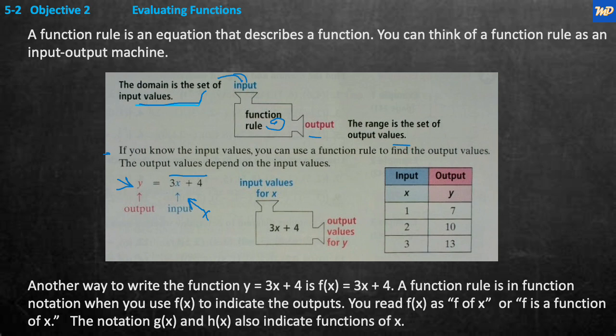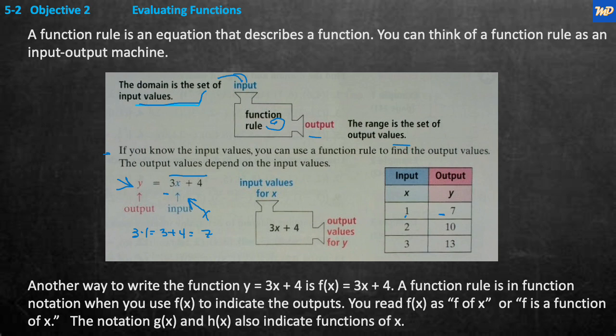The input values for x go in. They get crunched through that equation, 3x plus 4, and you get an output value for y. If you put a 1 in, let's go back to the equation right here, 3x plus 4. If you put the 1 in for the x, you get 3 times 1, which equals 3. Then you add 4 to it, and you get 7. That's the output value, 7.